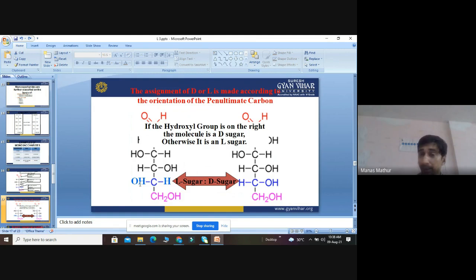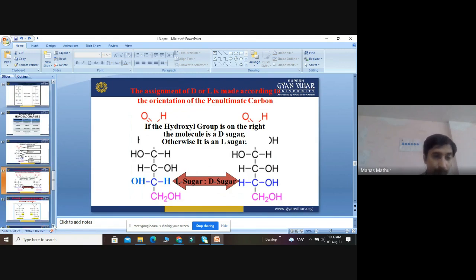So I meant to say that basically it depends on the penultimate carbon whether it will rotate right hand side, that is dextrorotatory or D, or whether it will rotate left hand side, levorotatory. So the penultimate carbon position is very, very important. Based on that, we can say the compound or the molecule is D or it is L. Right? So very simple concepts are there. Concepts should be easily clarified.